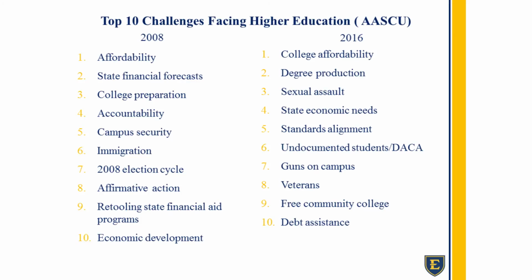2008, as you'll recall, was at the height of the Great Recession. So at the height of the Great Recession, college affordability was the number one issue on their radar screen. 2016, it remains the number one issue. State financial forecast was number two. If you look down within the elements there in 16, I would say that aligns with state economic needs at number four. But as you look from campus security, guns on campus, the 2008 election cycle, I guarantee you when they put out the report for this fall, the 2016 election cycle will be on that list.